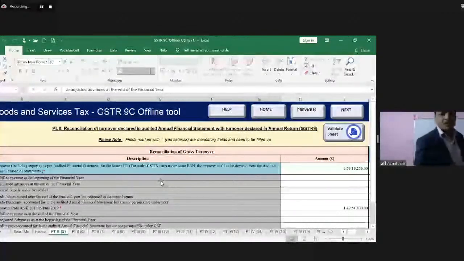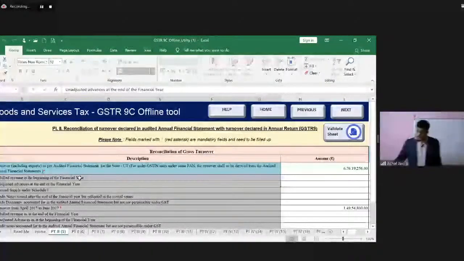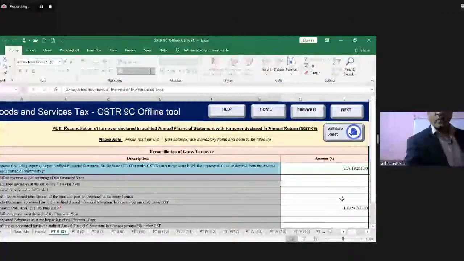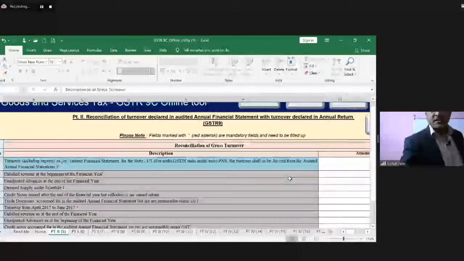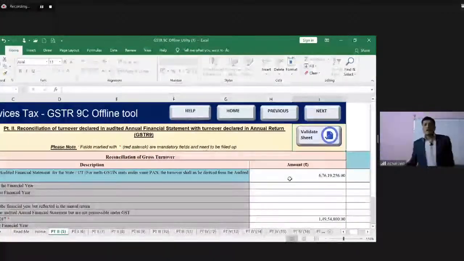So now this first sheet requires reconciliation of turnover declared in annual audited financial statements. I'll just make it slightly bigger. I'm hoping this is visible to all of you. Declared in audited annual financial statements with the turnover which is declared in the annual return, that is GSTR 9. Now in this case, turnover is getting compared.